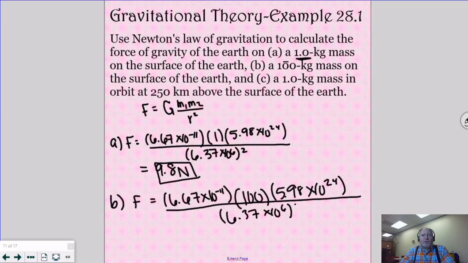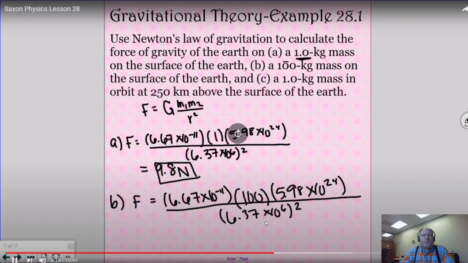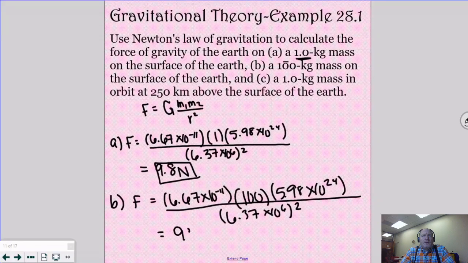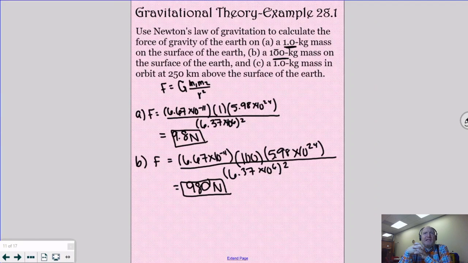So I'm going to fast forward her plunking in the calculator here. 9.8, and we only have 2 sig figs here, so 980 newtons. Nice. So that would be your answer there. All right, so part C is the really, really interesting one.